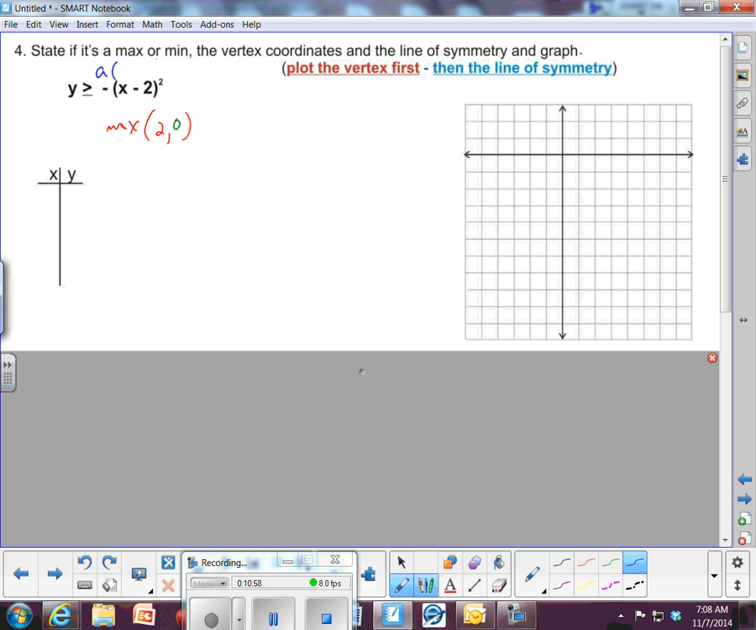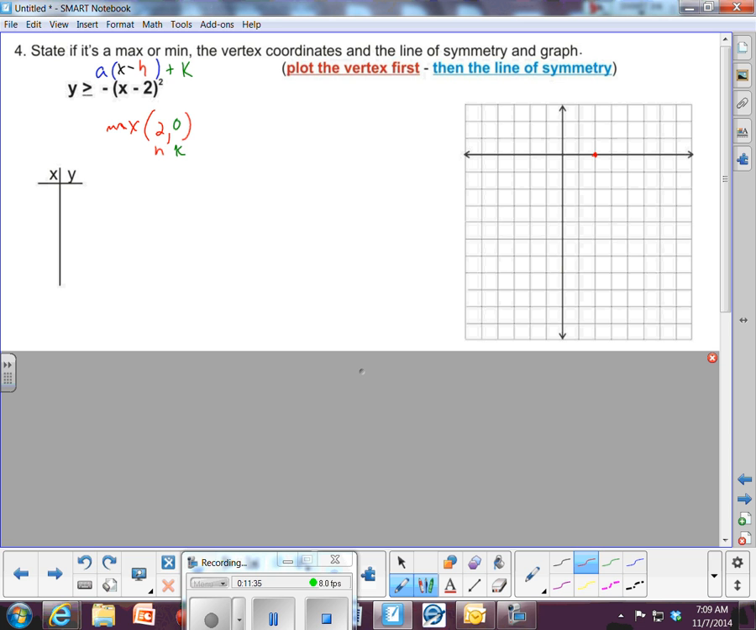A times the quantity x minus h quantity squared, plus k, right? And your vertex coordinates have values of h, k. Well, the h is clearly a 2. And what's the k? Hey, it's not there. It's plus 0, right? That's the situation. So we've got a max at 2, 0. So a max at 2, 0. I want to plot that point.